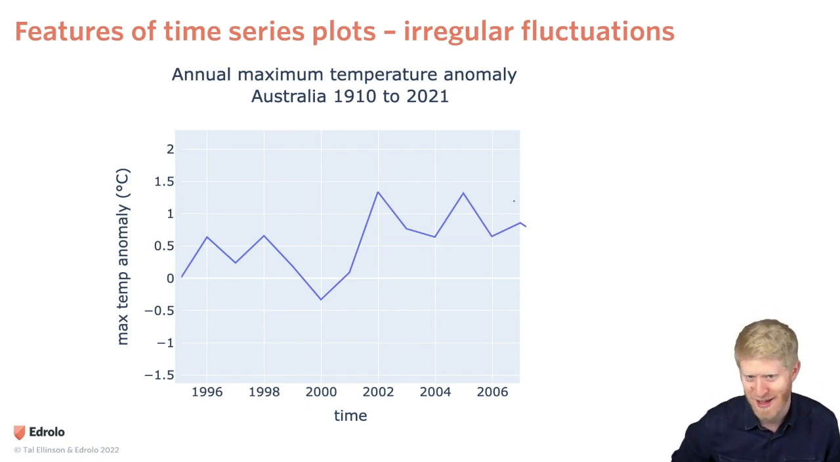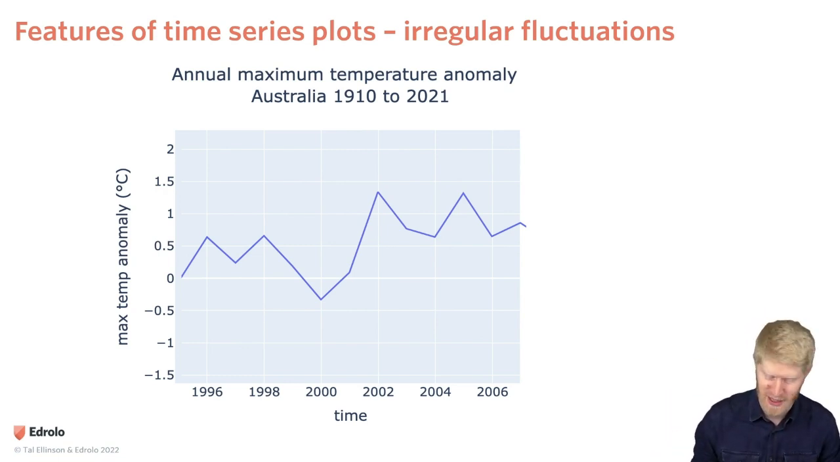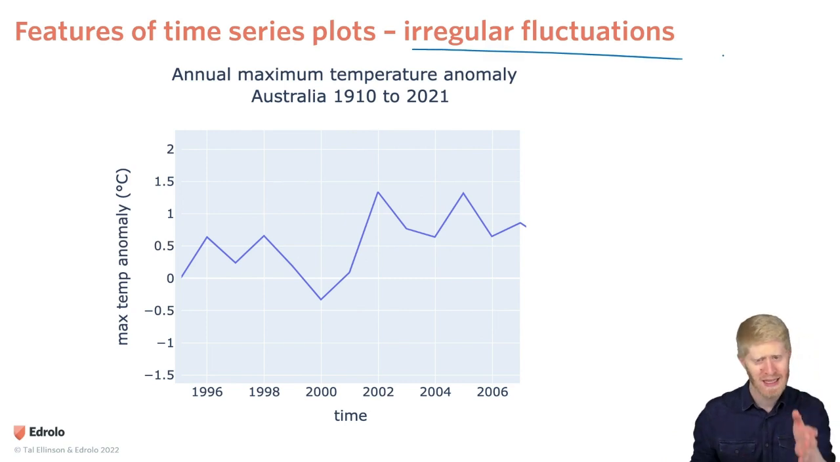Don't look for seasonality where it doesn't exist. Sometimes a bit of up and down is just an irregular fluctuation. Every graph's going to have irregular fluctuations, and seasonality is going to be very clear and consistent. We don't have seasonality here.